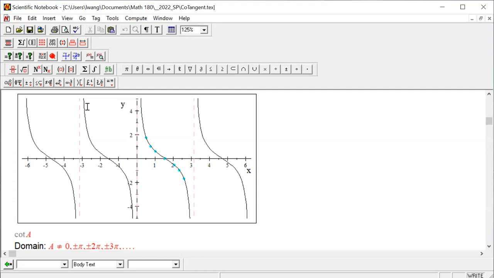Feel free to do your version of it, plotting the points. At this piece, we're just going to skip those other intervals. So that's the cotangent curve and the cotangent domain and range.